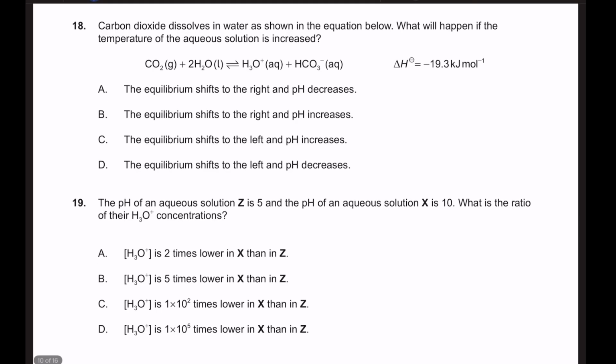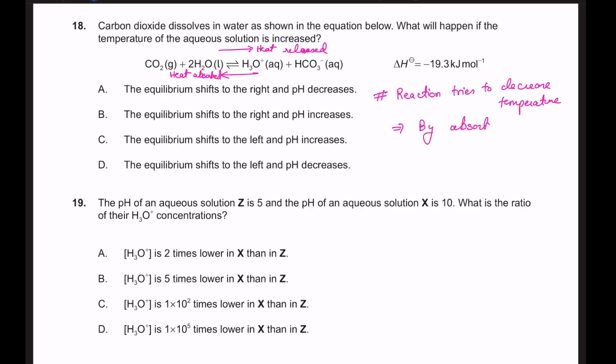Next one. Carbon dioxide dissolves in water as shown in the equation. What will happen when temperature is increased? So ΔH is negative, right? Negative means in the forward direction heat is released. In the reverse reaction, heat is absorbed. Now when temperature is increased, by Le Chatelier's principle, the reaction tries to decrease the temperature. How can it decrease temperature? By absorbing heat. So the equilibrium will shift to the side where heat is absorbed. So the equilibrium shifts to the left.